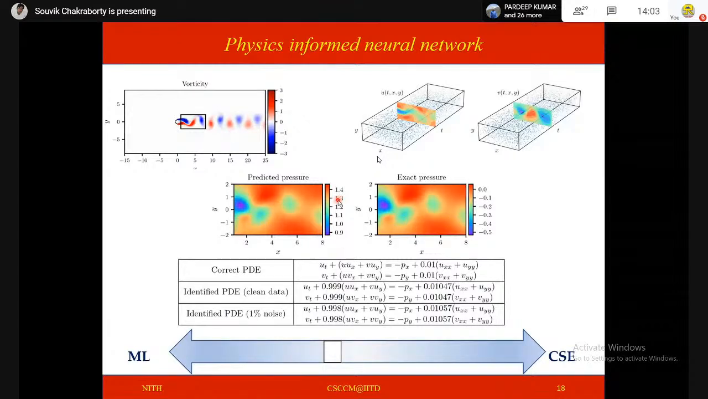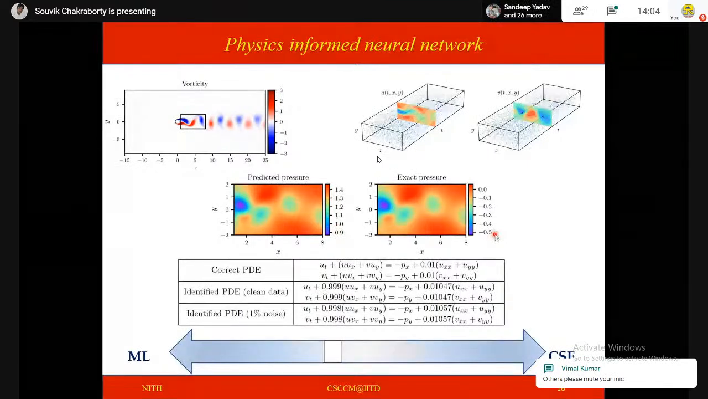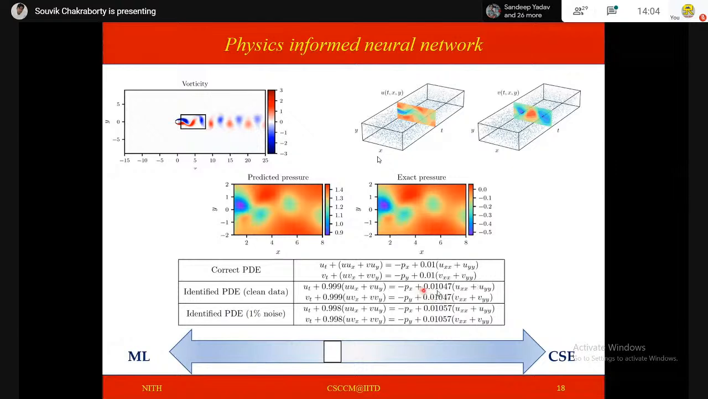This is coming from the problem definition itself. The exact pressure can only be reconstructed up to a certain additive constant. So for example, if you compute the mean field and subtract the mean field, these two will match exactly. As for the PDE, we have identified the PDE in an almost exact manner. So instead of 0.01, it is like 0.01047. So we are able to estimate the governing differential equation.